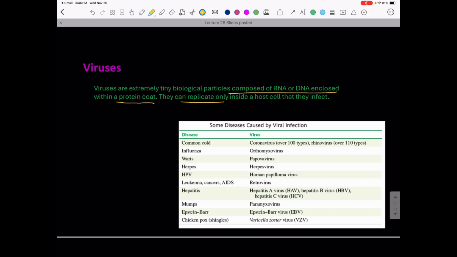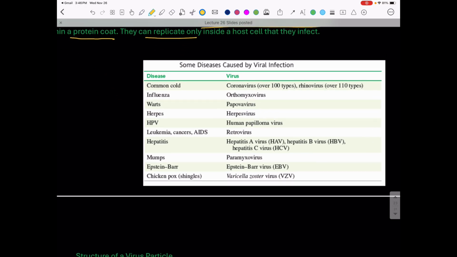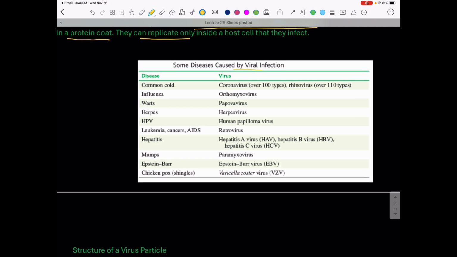propagated. There are a lot of diseases that have been identified as being caused by viruses: the common cold, the coronavirus, the rhinovirus, many of those fall into this category. Influenza with its orthomyxovirus, the herpes, the HPV, some sorts of leukemia, and some of the cancers, as well as AIDS. These are all caused by the retrovirus. Hepatitis, mumps, chickenpox, all of these are caused by viruses.